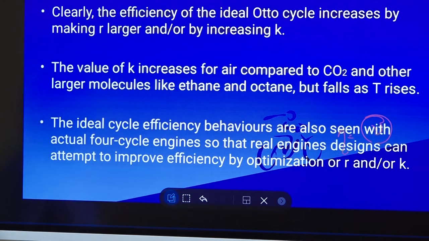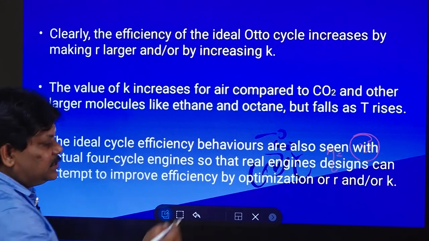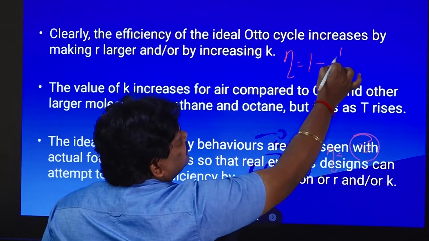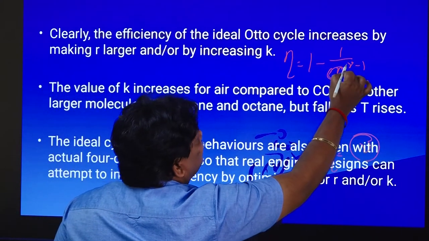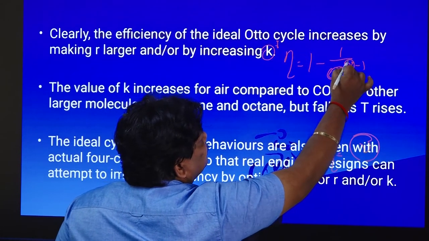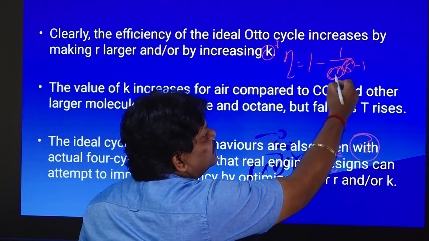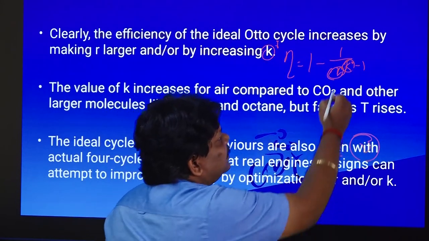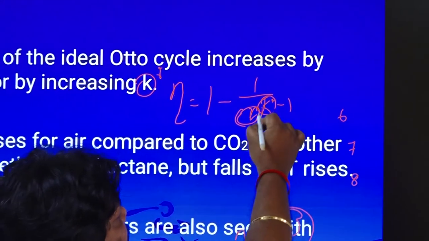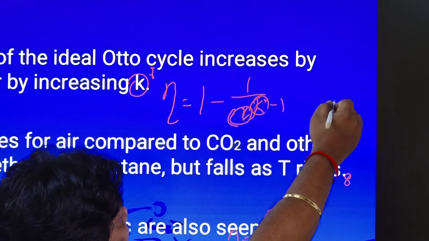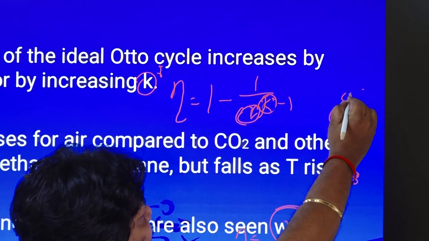So clearly the efficiency of the ideal Otto cycle always increases by making r larger and by increasing the value of k. So now you know the formula for efficiency, that is 1 minus 1 by r whole power gamma minus 1. Okay, so if you make this r larger, here k is nothing but gamma. Okay, so this may be written as k as per this statement. Okay, so r power k minus 1. Suppose if you increase this value, what happens to eta? So for example, if r is equal to 6, then if r is equal to 7, if r is equal to 8, so you see here 6 power, suppose it is 1.4 minus 1. Right, so 1.4 minus 1 is nothing but 0.4, 6 power 0.4.